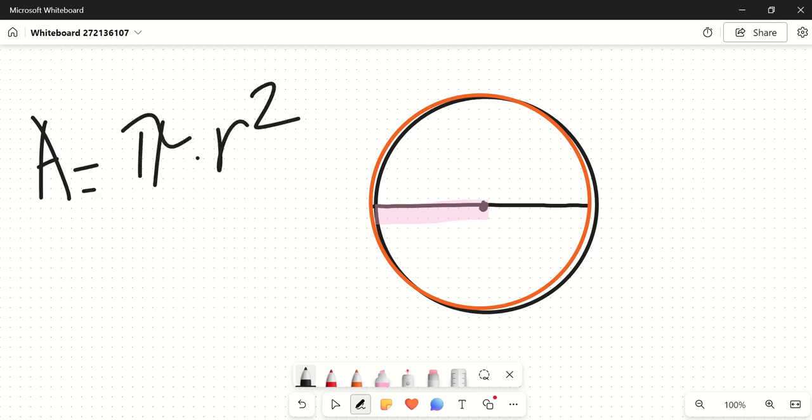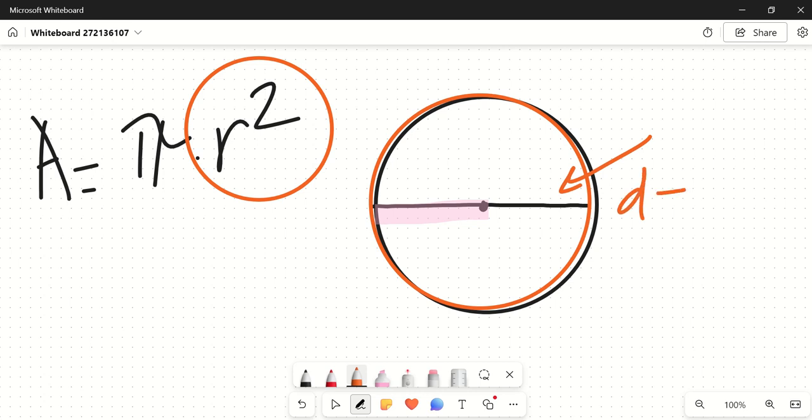And remember, due to PEMDAS, we do exponents first. So whatever the radius is, we square that first. Do not make the mistake of doing pi times the radius and then squaring that answer, because it'll be completely wrong. You have to square whatever the radius is first. So let's say the diameter here equals, let's say, 8. Let's do 8 centimeters. What would the radius be? Because I need the radius. Ladies and gentlemen, what would the radius be?